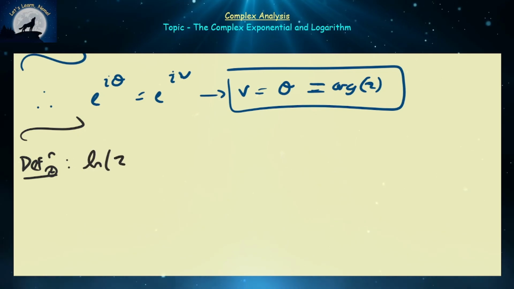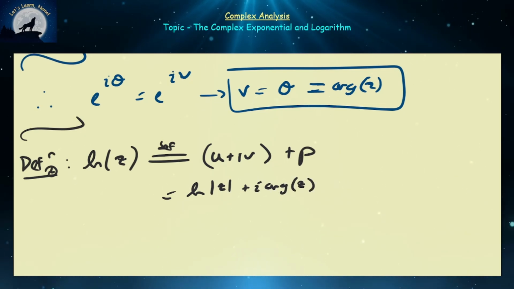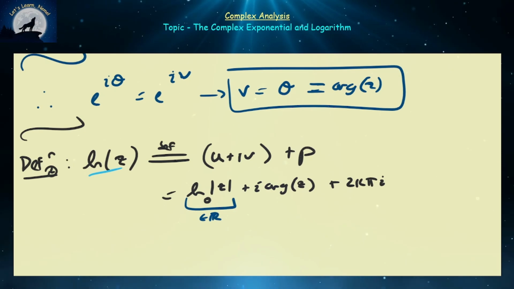So the natural log of z will be defined as follows. We're going to define it to be equal to u plus iv plus p, where u is defined to be equal to the natural log of the norm of z, plus i times the argument of z plus 2k pi i. Now notice that I have the natural log on the left and the natural log on the right. I'm going to denote the one on the right hand side by a subscript of 0, where this is your typical real valued logarithm.